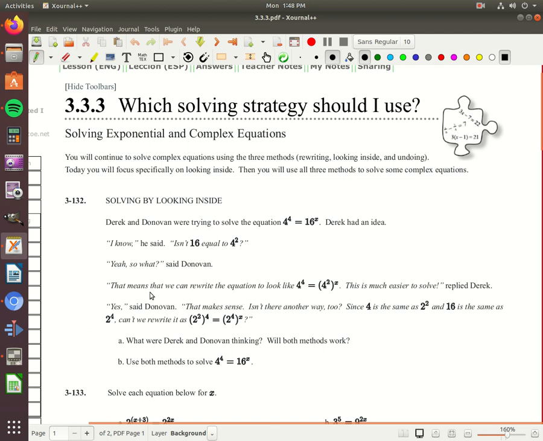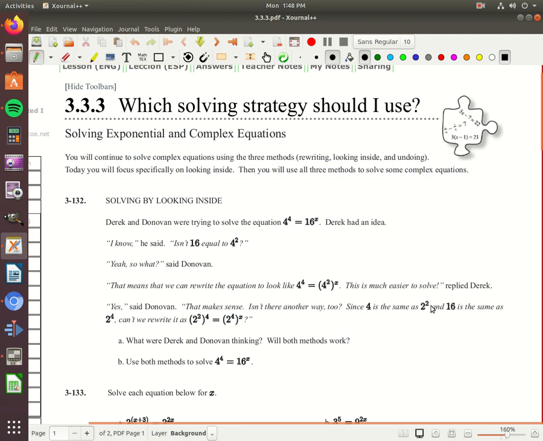Yeah, so what? said Donovan. That means that we can rewrite the equation to look like the following: 4 to the fourth equals 4 to the 2x. This is much easier to solve, Derek replied. Yes, said Donovan, that makes sense. Isn't there another way too?